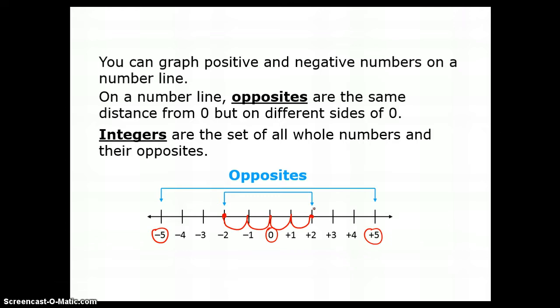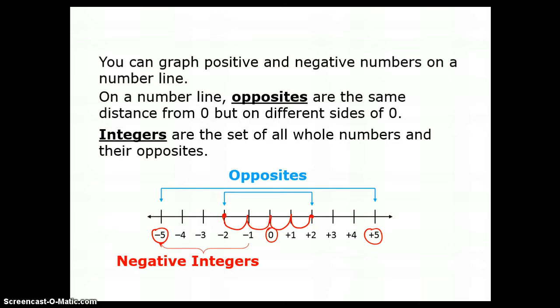And we call these numbers integers. That's the set of all whole numbers, so 0, 1, 2, 3, 4, 5, and so on, all those counting numbers with 0 included, and their opposites, -1, -2, -3, -4, -5, and so on. Notice integers are not decimals or fractions. They're only whole numbers and their opposites.